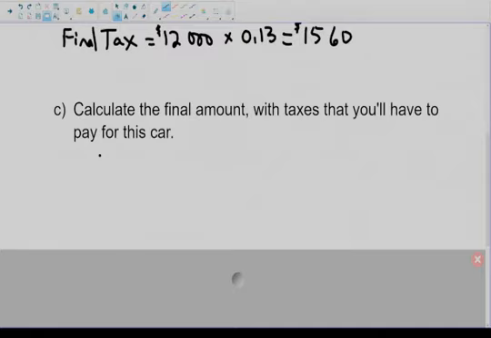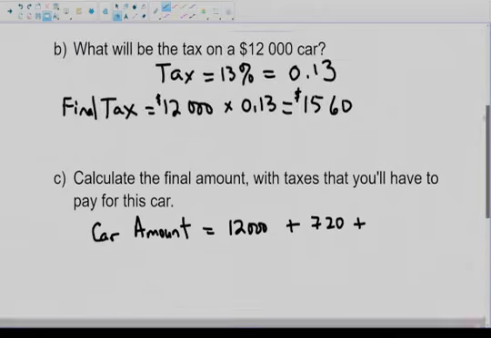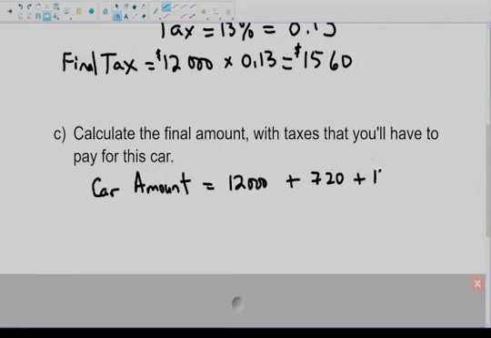So car amount is equal to 12,000 plus our interest, which is 720, plus our taxes, which is 1,560. Now I have simplified this example a little bit because there are other fees. There's licensing fees, there's all kinds of different fees for cars. Okay, I'm just talking about the main two extra fees here.